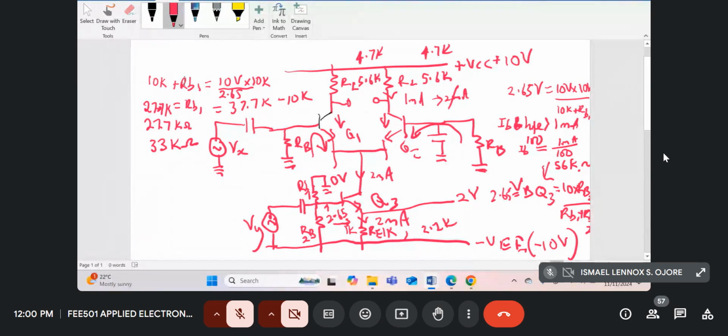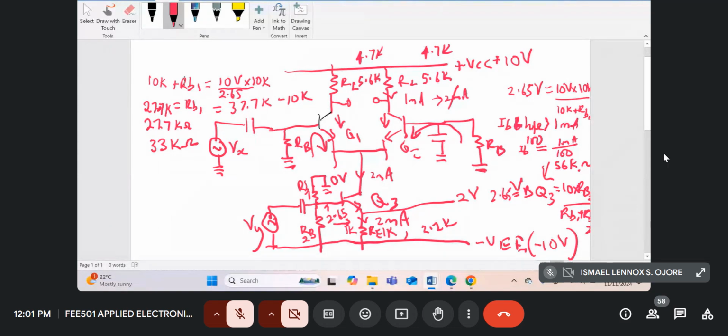but its absolute potential from minus VEE will be minus 10 volts minus 2.2. So if we say it's approximately minus 8 volts at the collector of Q3, then the potential difference from the collector of Q3 all the way to the base of Q1.